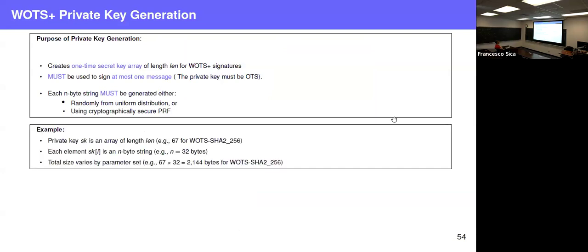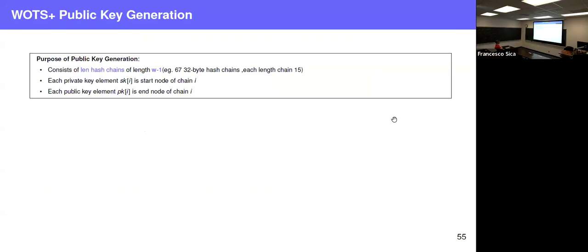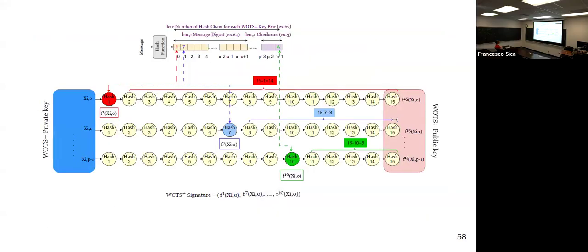So let me show you the picture at first. This is the chain function of the WOTS. As you can see here, our original message is given to the hash function.